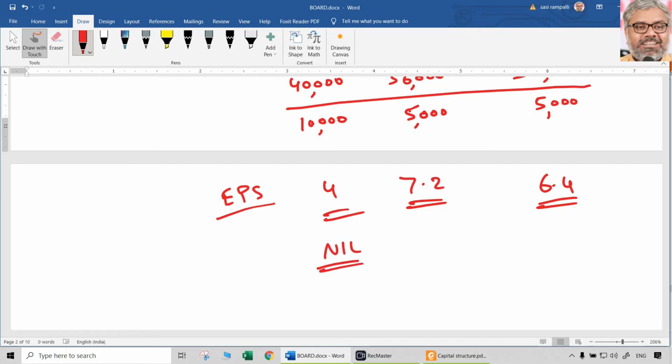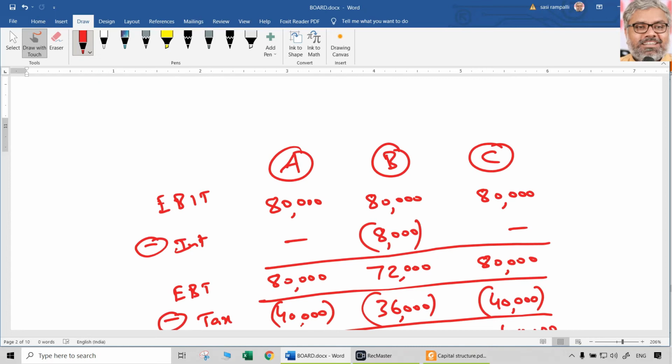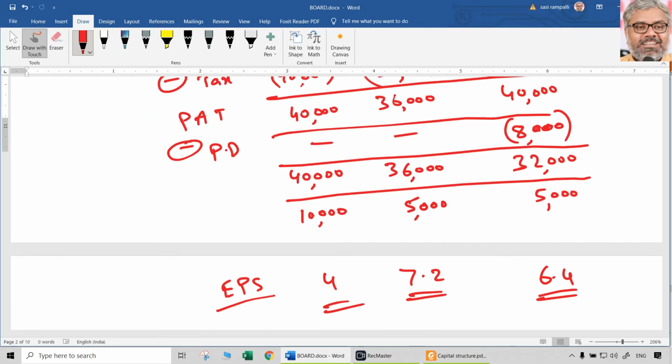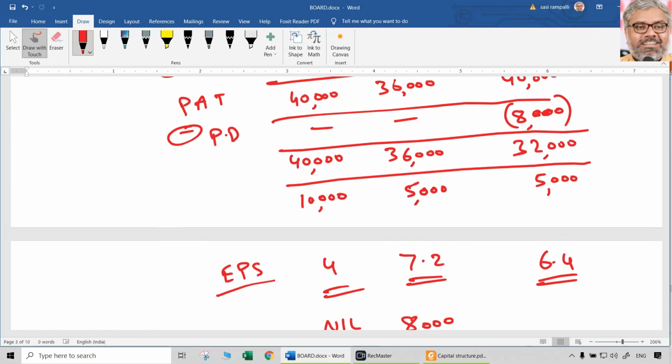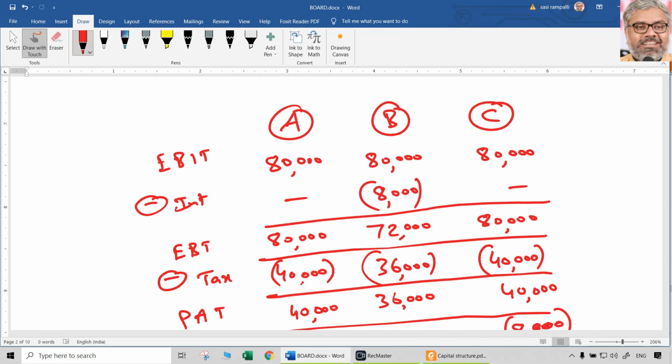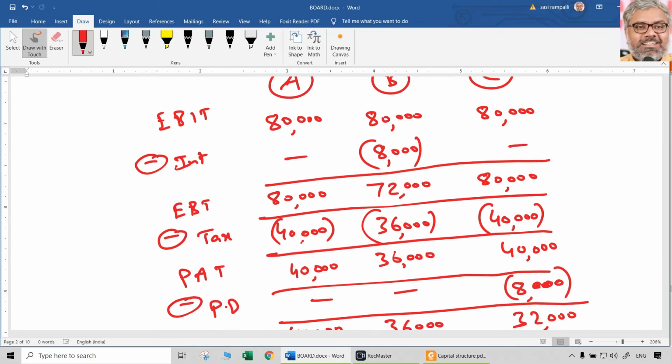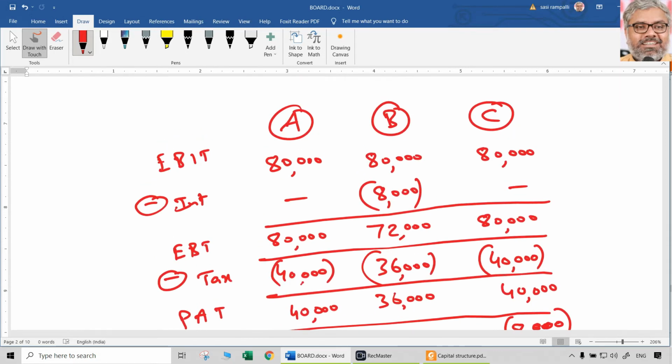For plan B, how much will that be? 8,000 rupees, because it has to pay an interest of 8,000 rupees. If it pays an interest of 8,000 rupees, then it is okay. In that case, EBT will be 0. Break-even point means where there is no profit, no loss. So that is the financial break-even point for plan B.